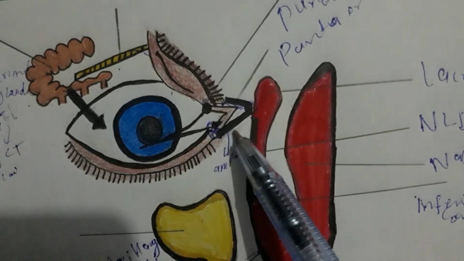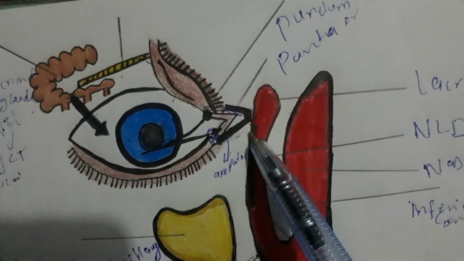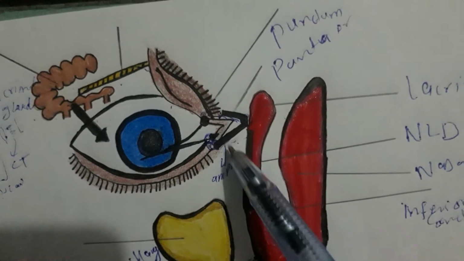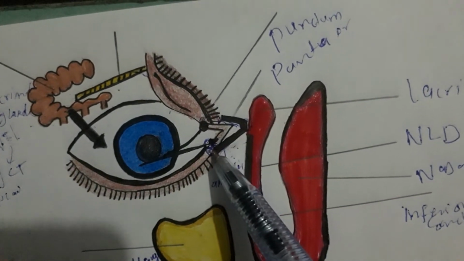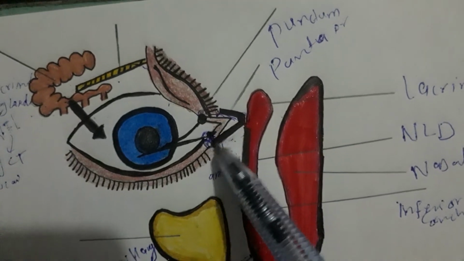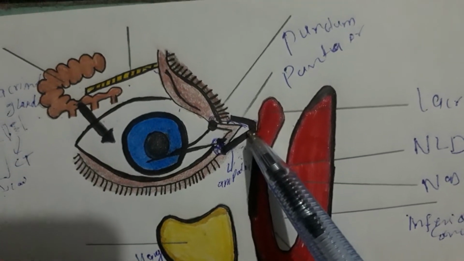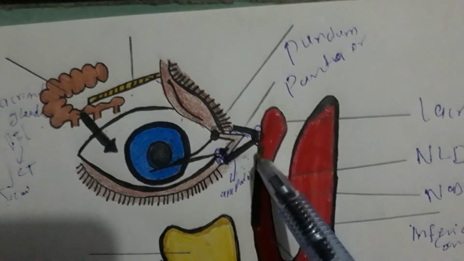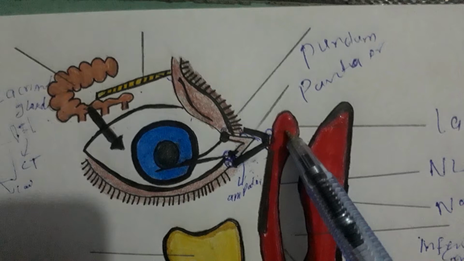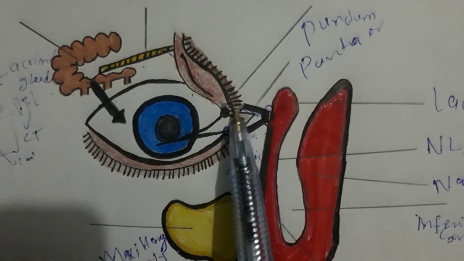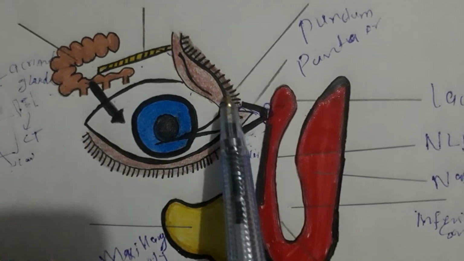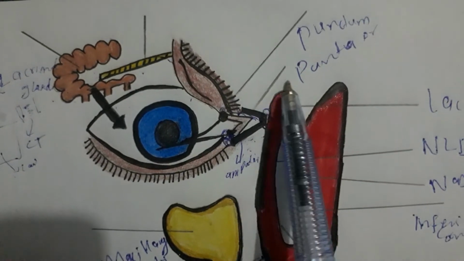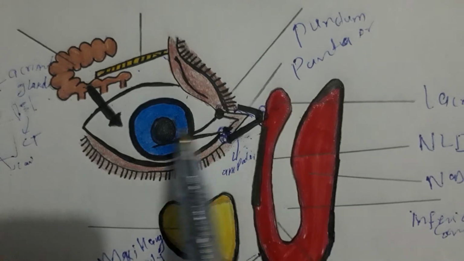The canaliculi are 10 millimeters long and consist of vertical and horizontal canaliculi. These form the common canaliculus and open into the nasolacrimal sac, and when the orbicularis oculi muscle contracts, it moves medially and dilates the nasolacrimal sac.